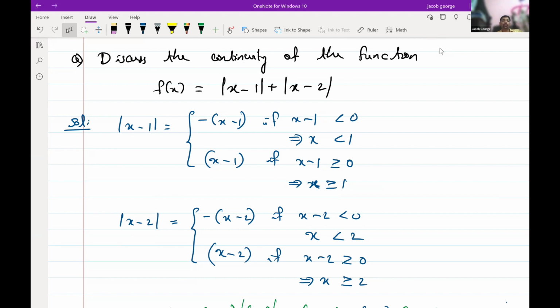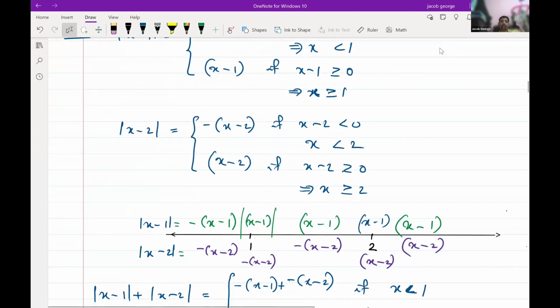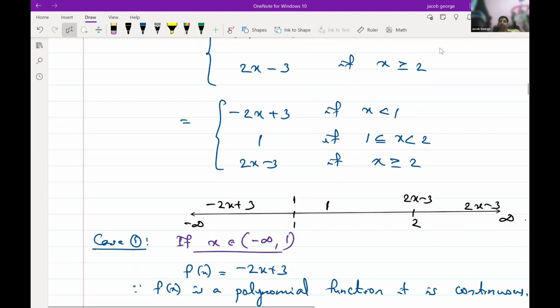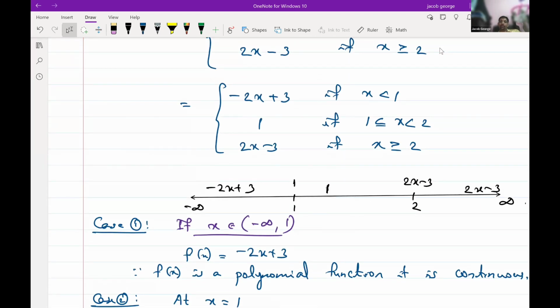So in this type of question, we have to break the modulus. Each modulus you will break. Modulus x is negative x if x is less than 0, and positive x if x is greater than or equal to 0. Using that, we have to break the modulus, and then we will combine this. Like this we combine, and then we get the combined form as the function. Then we have to check the continuity.